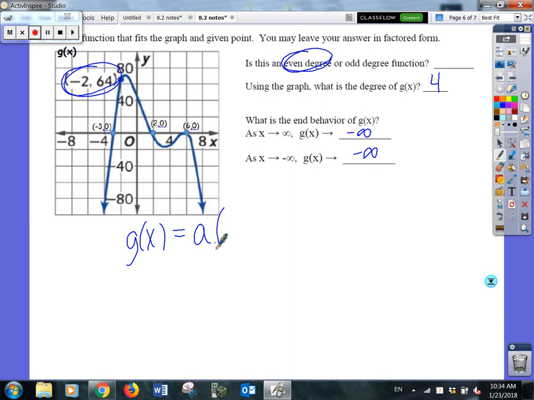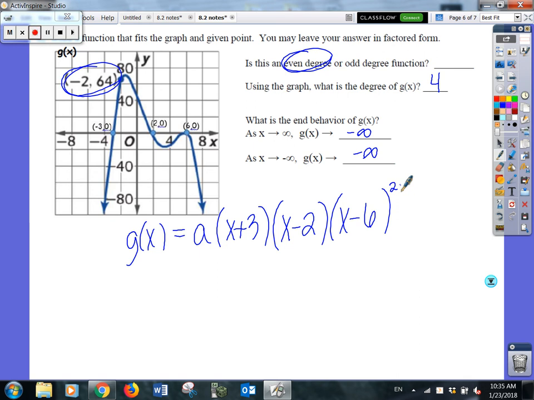So then our factors, right here, if x equals negative 3, then that factor is x plus 3. And it just cuts, so it's a degree of 1. And then we have x equals 2. Therefore, that factor is x minus 2. It just cut, so it's a degree of 1. And then we have x equals 6. So therefore, the factor is x minus 6. Since it bounced, it's a degree of 2.